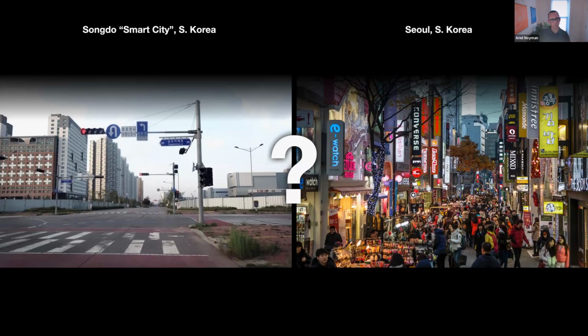And I give those 2 examples because this is the smart city of Songdo in South Korea. As you can see, probably not the most pleasant place in the world. And on the right side, this is just Seoul with all its beautiful vibrancy.